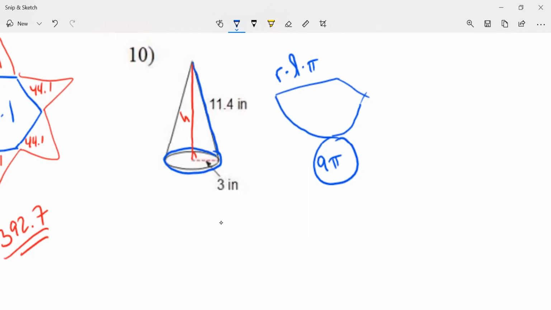I'm going to use that. So for right now, let me just go 3 times 11.4. So I'm just going to call this 34.2 times pi. I don't want to deal with so many big decimals, right? Pi is a big, big decimal. I don't want to deal with it just yet. Okay, so now let me add these two measurements, 34.2 pi plus 9 pi. That gives me 43.2 pi.